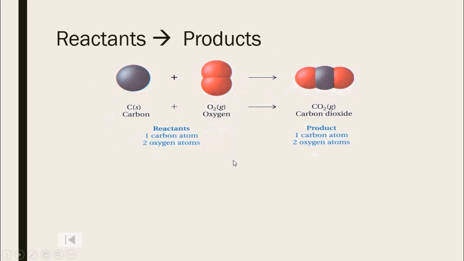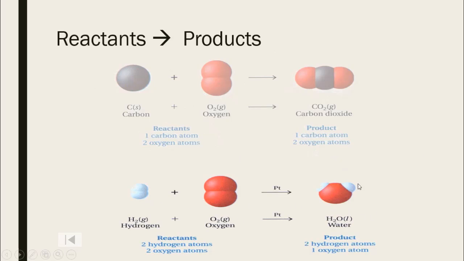Here is another drawing for the same example: 1 atom of carbon and 2 atoms of oxygen produces carbon dioxide. 1 carbon atom in the reactants and 1 carbon atom in the product, 2 oxygen atoms in the reactants and 2 oxygen atoms in the product. So this equation is balanced.